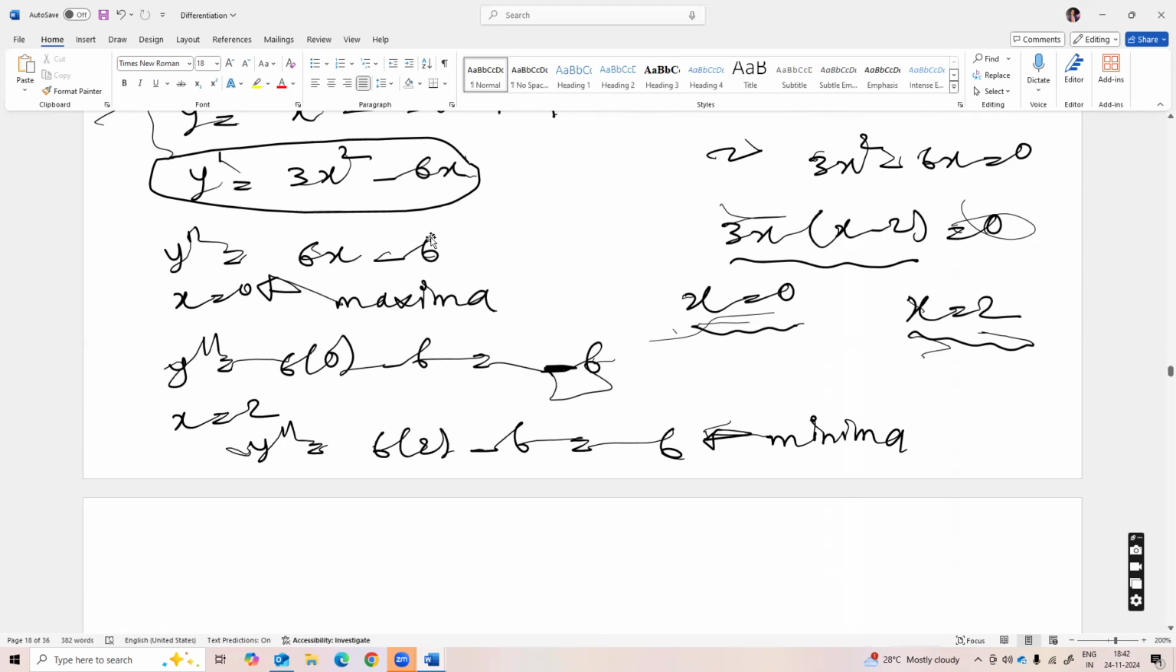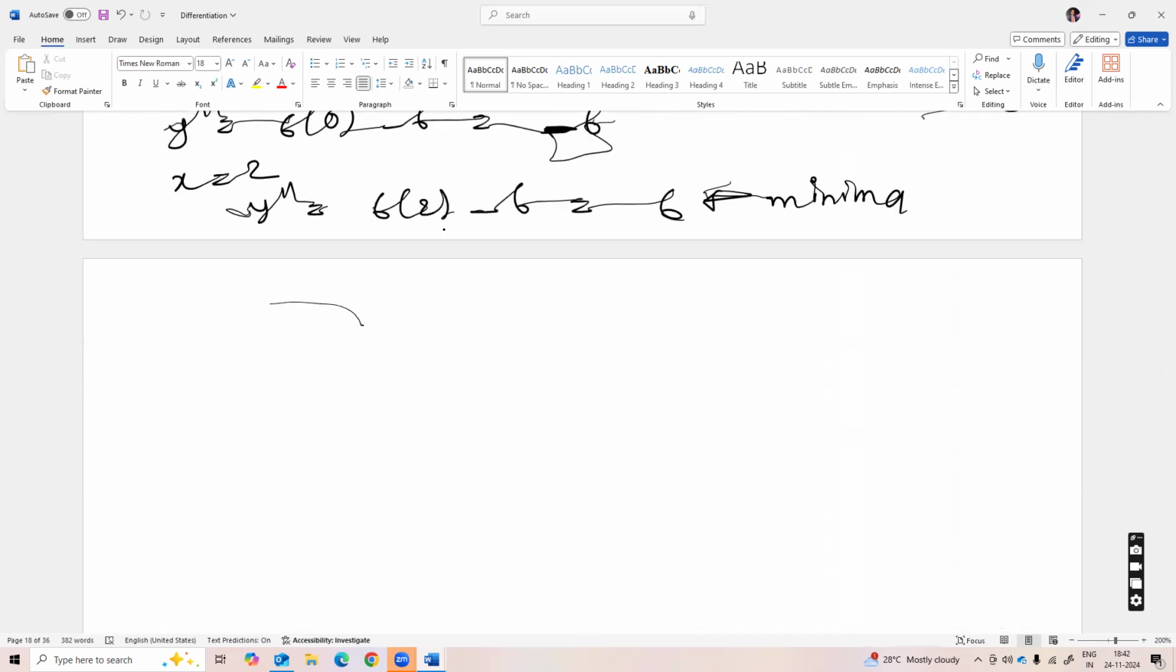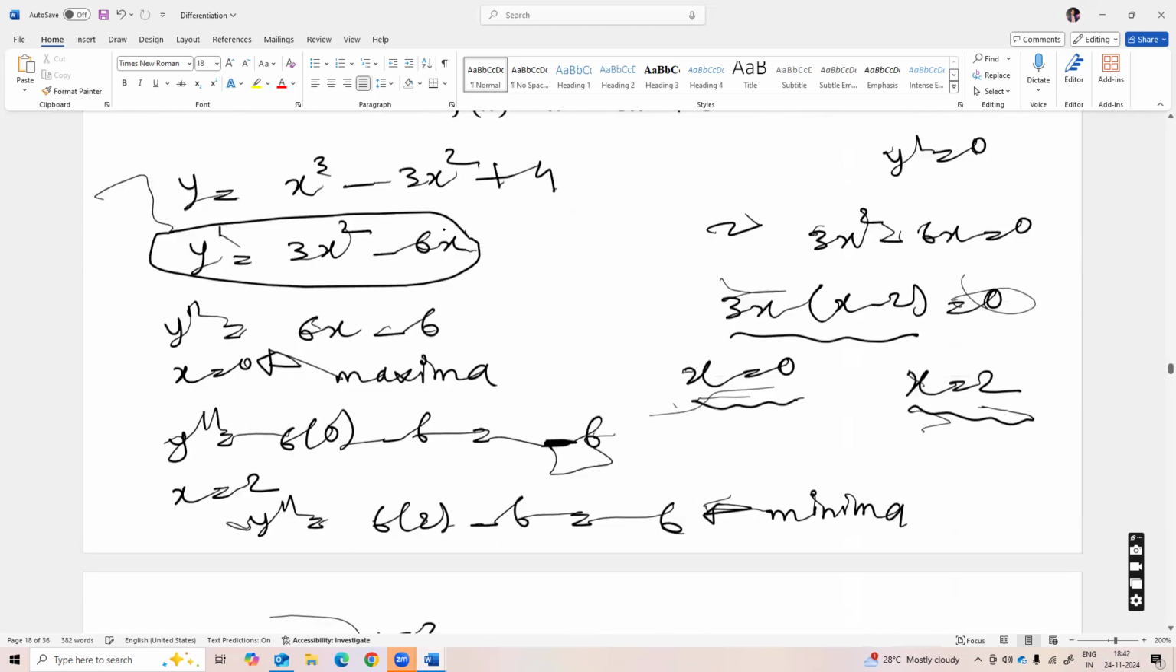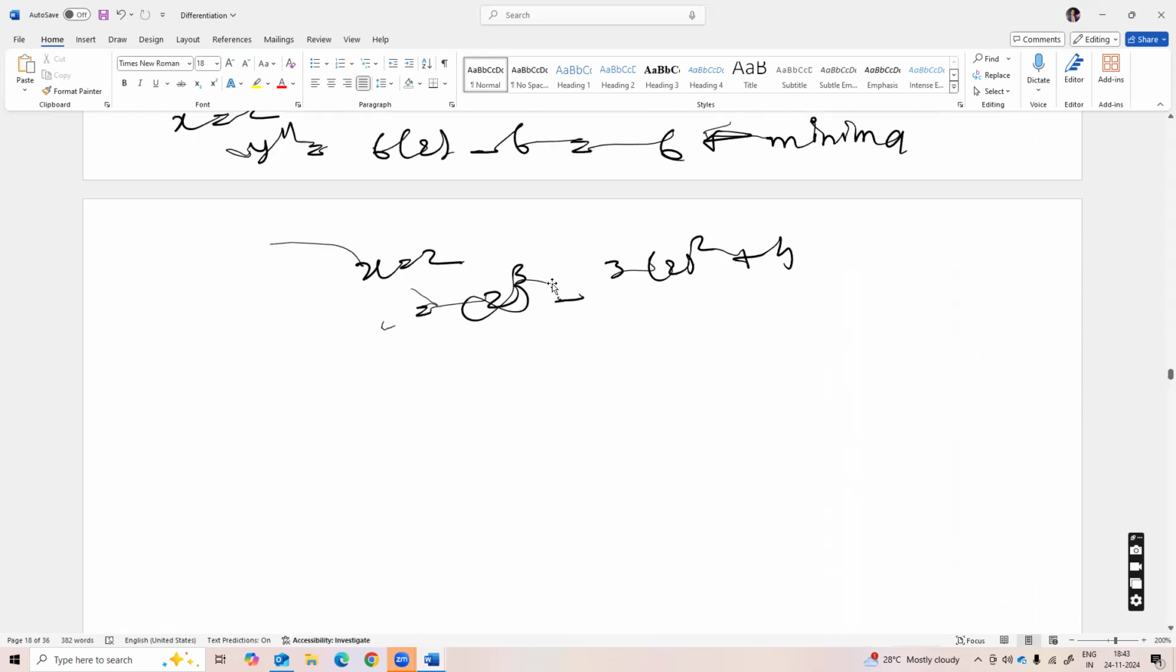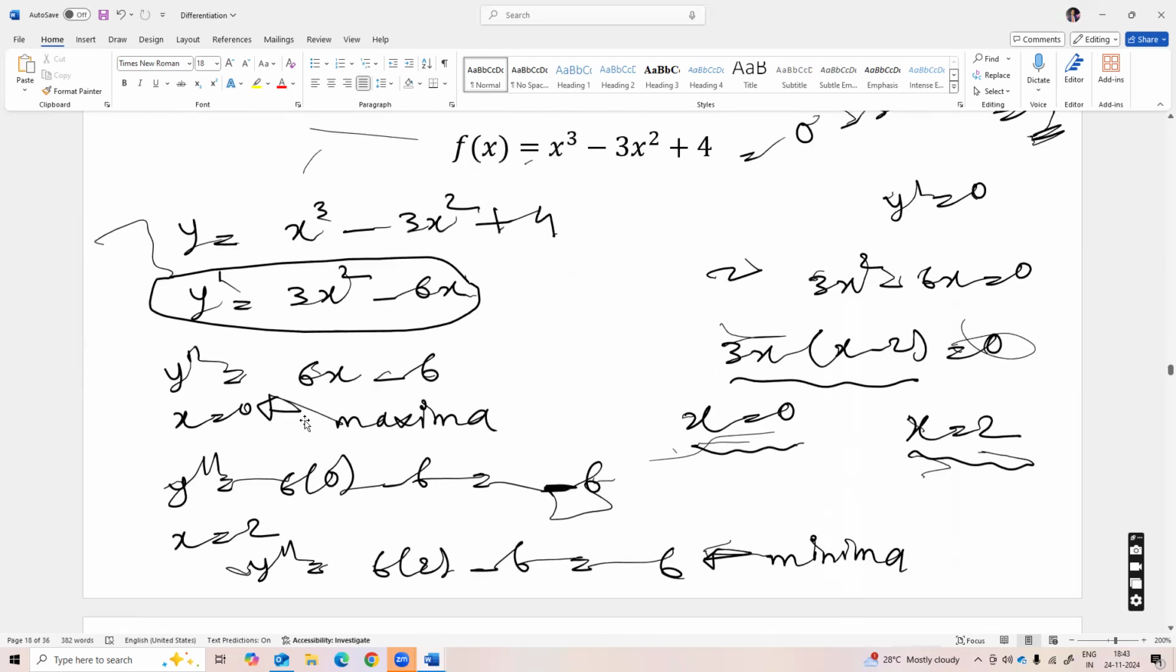And if you have to find out the value of minima, you will put x equal to 2 in f of x. So x cube minus 3x square plus 4. So 2 cube is 8, minus 3 into 2 square, which is 4, so it is 12. So 8 minus 12 plus 4 is equal to 0. So minima is at point x equal to 2 and the value of minima is 0. And maxima is at point x equal to 0 and its value is 4.